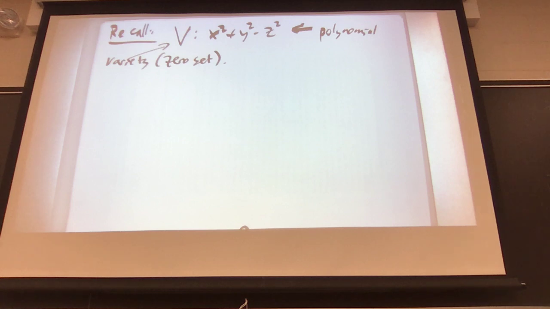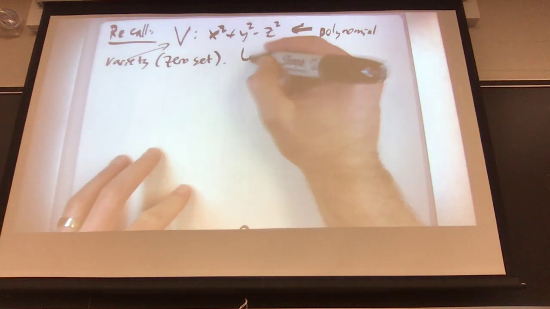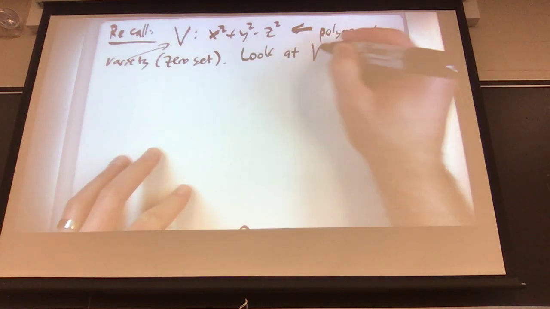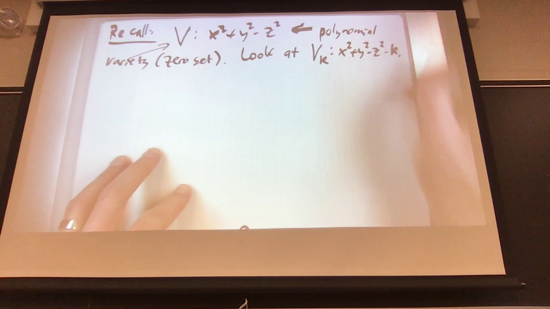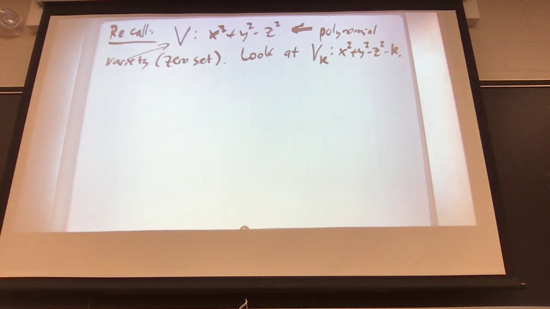Now it's often useful to study level sets, not just the zero set, but level sets. You can look at, let's say, V_k, which is x squared plus y squared minus z squared, let's say minus k. So that's where x squared plus y squared minus z squared is equal to k, right? That would be the level set of that. And we can try to understand all of these together. And notice I didn't specify what x, y, and z are.